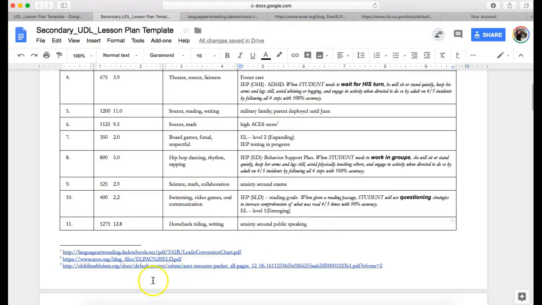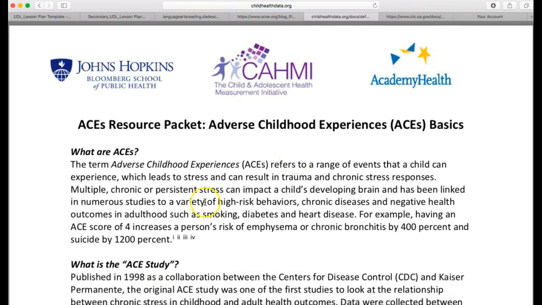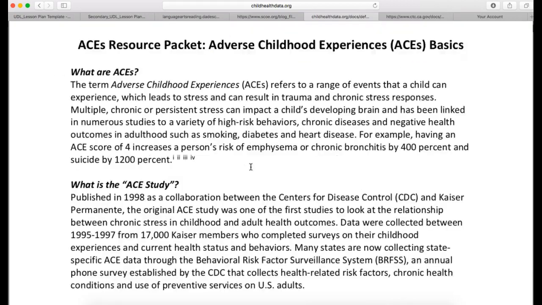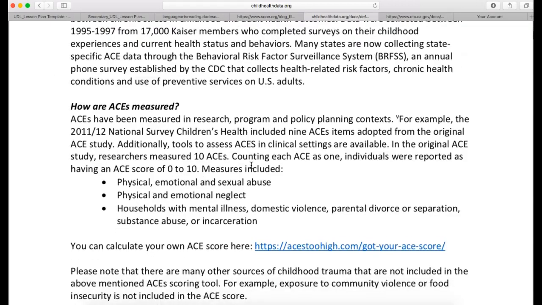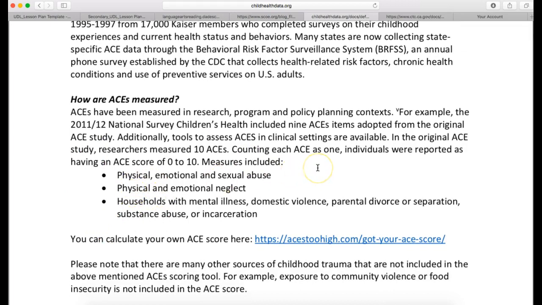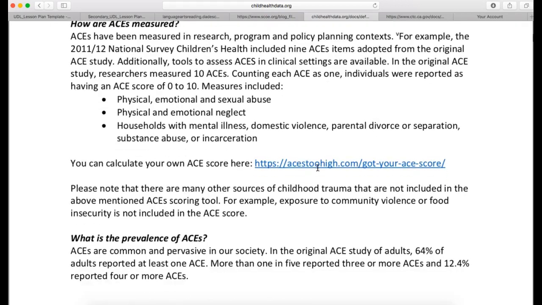Another one that we put in here is on the ACEs. So we had one student that we said, we know he has a high ACEs score. So ACEs are adverse childhood experiences, and there can be a lot of different things that give someone a higher ACEs score. And it could be how they were brought up. Here are some examples: physical, emotional, or sexual abuse, physical or emotional neglect, household with mental illness, domestic violence, parental divorce or separation, substance abuse, or incarceration.